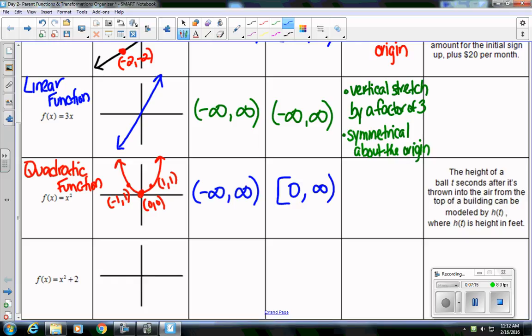So let's take a look at our symmetry and transformations. Well, this is our parent function, so there are no transformations occurring. And symmetry, if you take a look at this graph, it's symmetrical over the y-axis. If I took my paper and I folded it in half on the y-axis, the left side and the right side would match up. So this is symmetrical over the y-axis.